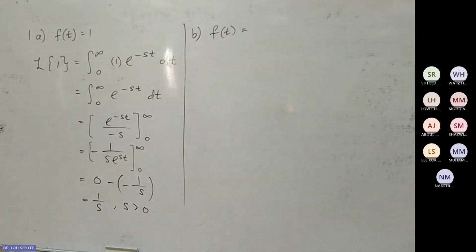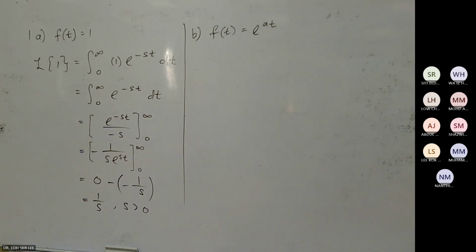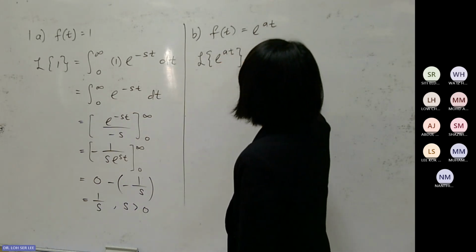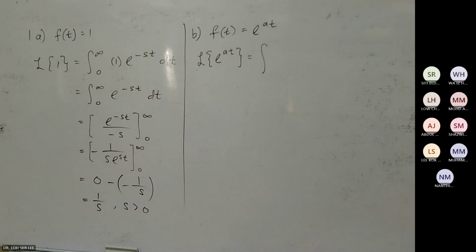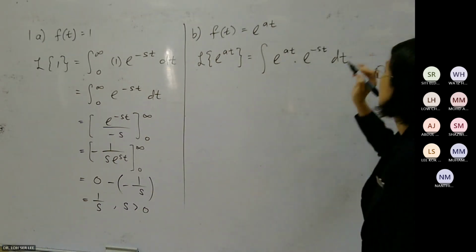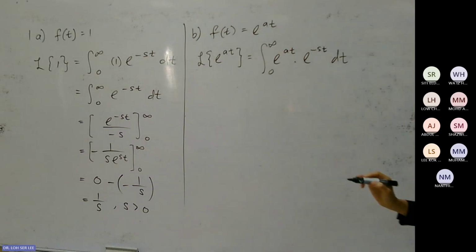Okay. Next one, e to the at. Your f(t) is e to the at now, so we want to do the Laplace transform for e to the at. So e to the at times e to the negative st. The f(t) must be multiplied by e to the negative st, then you integrate from 0 up to infinity.